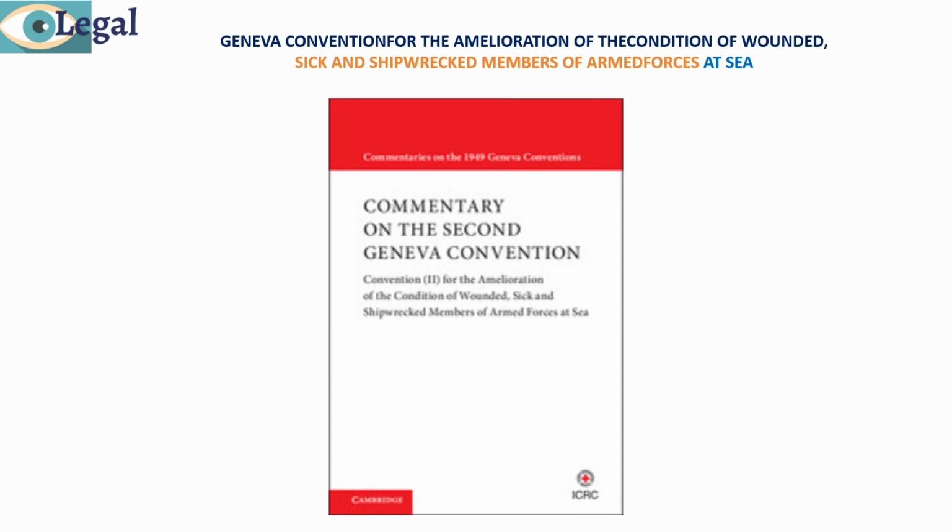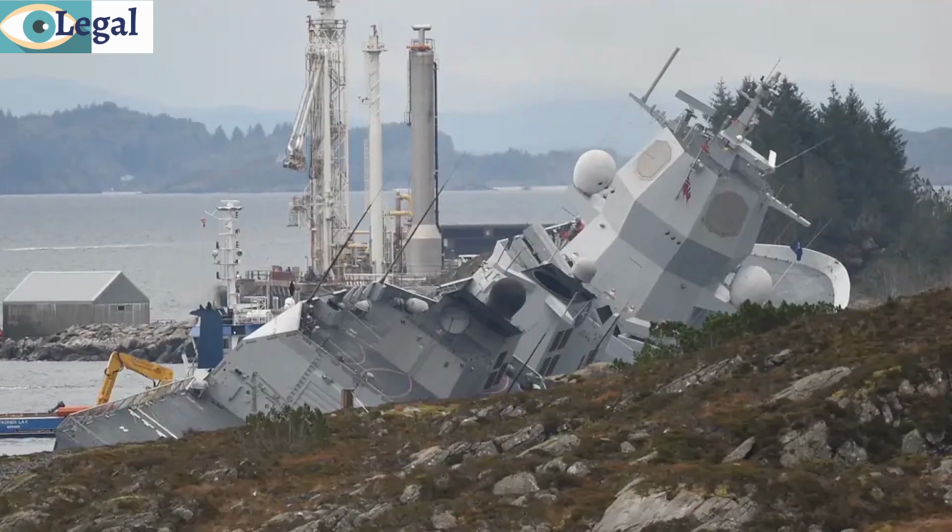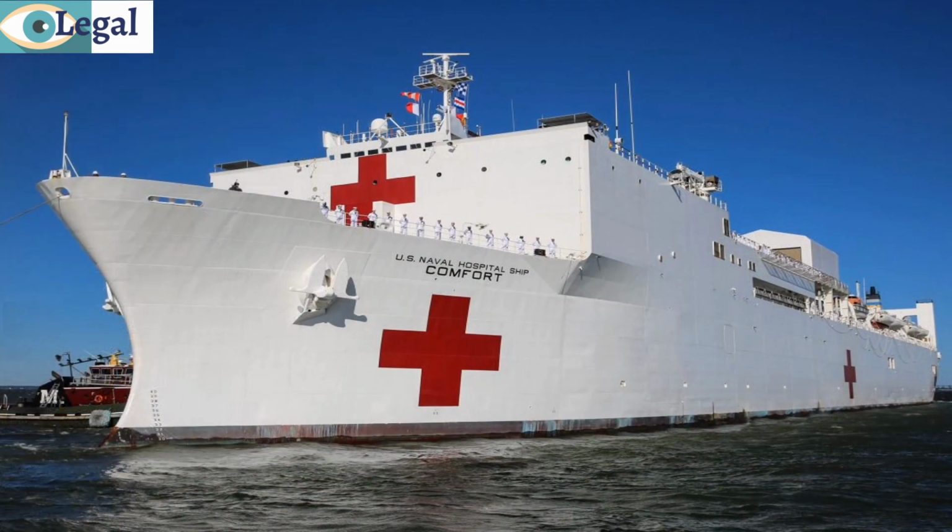The Second Geneva Convention has similar provisions to the first, only that it governs handling the wounded and sick members of the armed forces that are shipwrecked at sea. It makes provisions as to how to treat hospital ships and medical transport, among others.